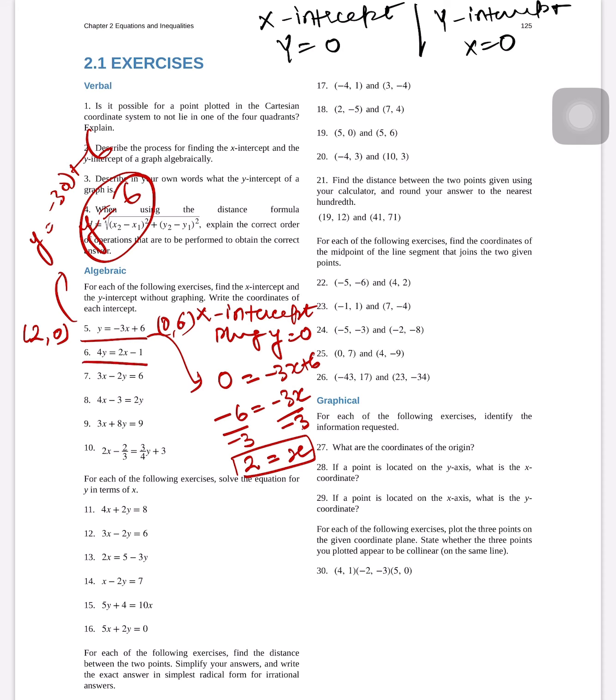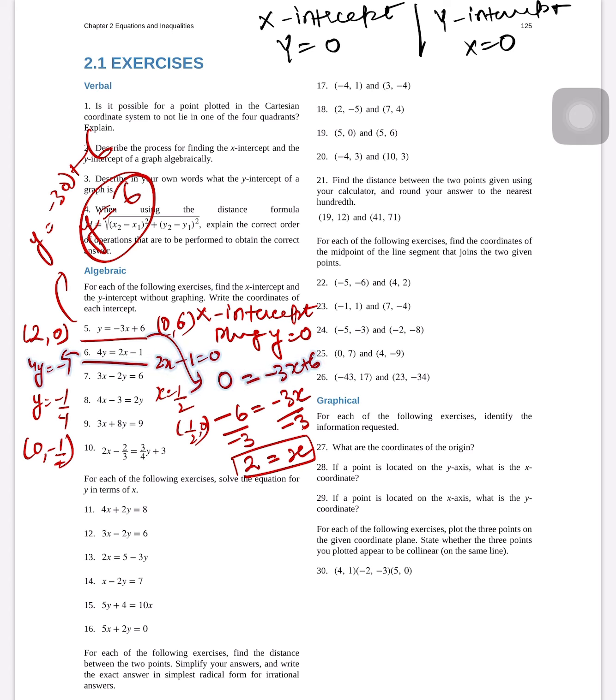Like this one. When you put x equals 0, that gives you 4y is equal to negative 1. So y is equal to negative 1 over 4. So the y-intercept is (0, negative 1/4). For the x-intercept, you have to put y equals 0. So that gives you 2x minus 1 is equal to 0. So x is equal to 1 over 2. So the x-intercept is (1/2, 0). Okay. And then you can solve the rest of them.